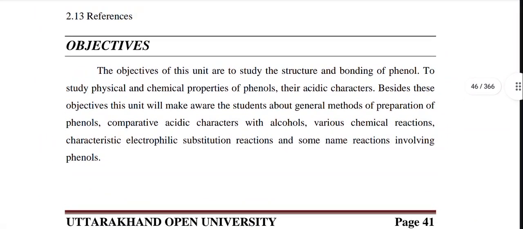Objective. The objectives of this unit are to study the structure and bonding of phenol, to study the physical and chemical properties of phenols, and their acidic characters. Besides these objectives, this unit will make students aware of general methods of preparation of phenols, comparative acidic characters with alcohols, and various chemical reactions.